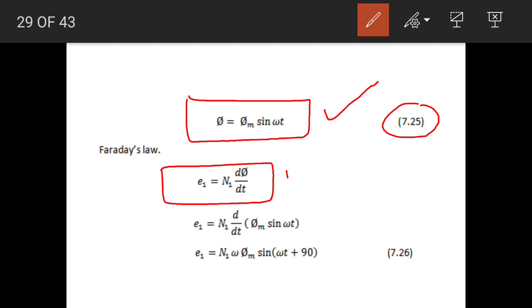So the voltage which is induced across the primary winding of the single phase transformer can be calculated with the help of this particular equation. What we do, we put the value of the magnetic flux in this equation, and we differentiate the magnetic flux with respect to time. If we differentiate it with respect to time, the induced voltage across the primary winding will be equal to N1 omega phi m sine of omega t plus 90 degree.